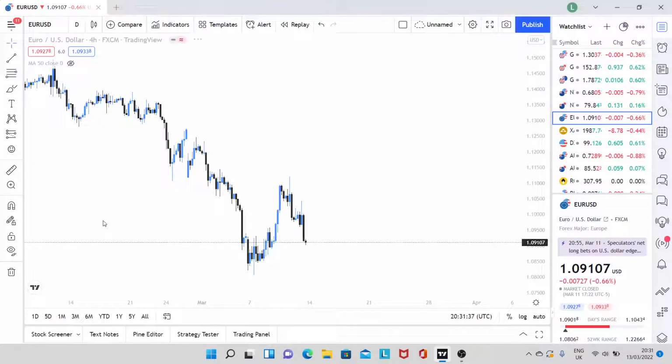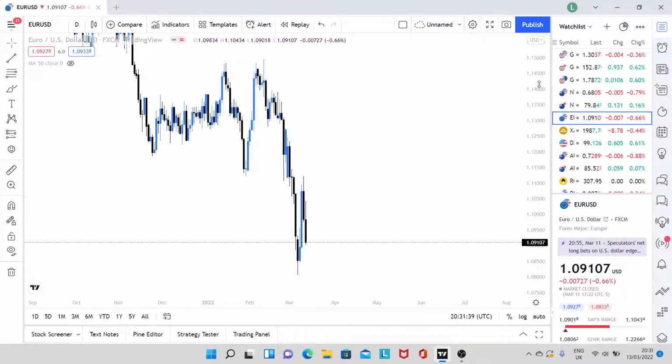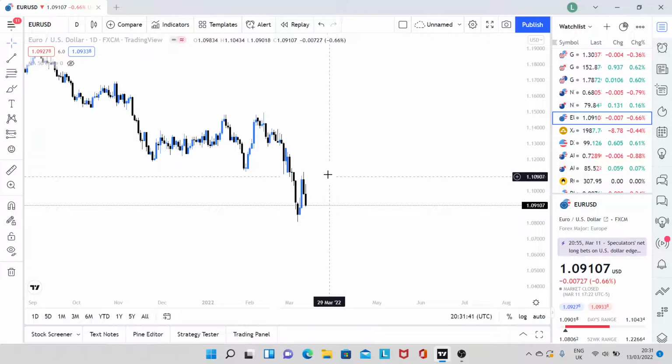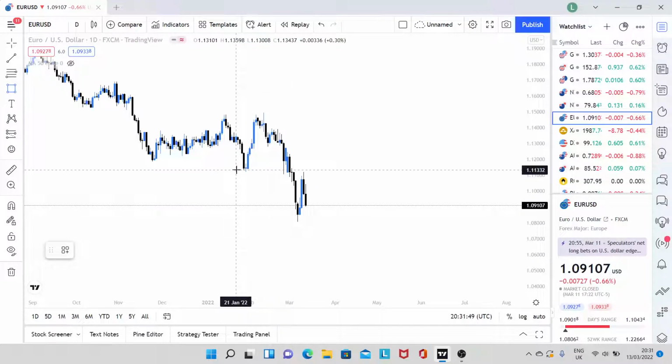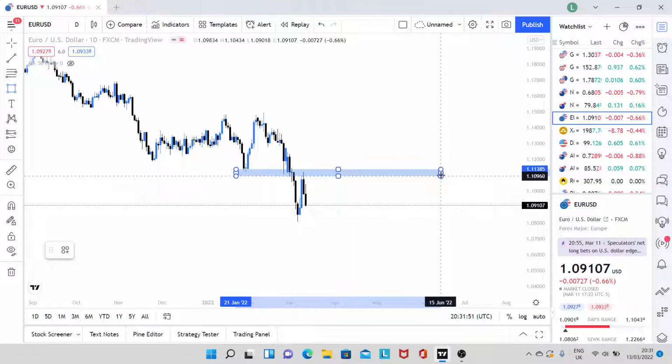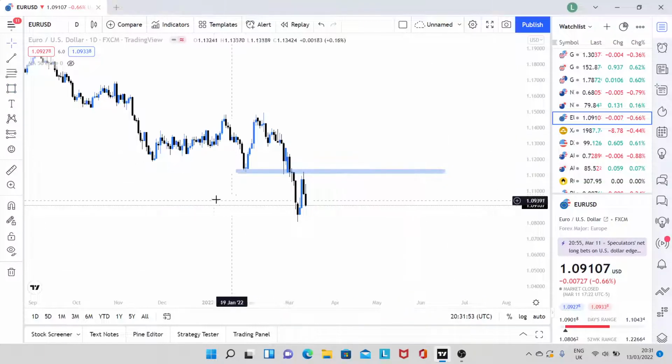EURUSD, brilliant pair, respects technical analysis and trends very well. And it's quite a volatile pair to trade, so we can always make a lot of money. So I'm going to mark up this zone here that's relevant. Support here, support here, support here, support here, support here, and then we've had a break, we've had a retest. I think we're going to see a continuation downwards.